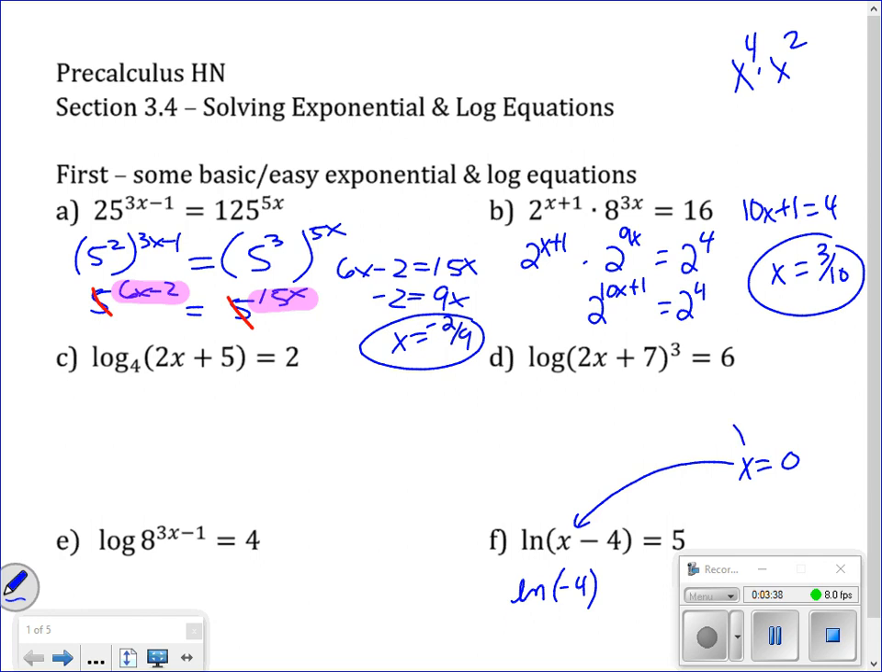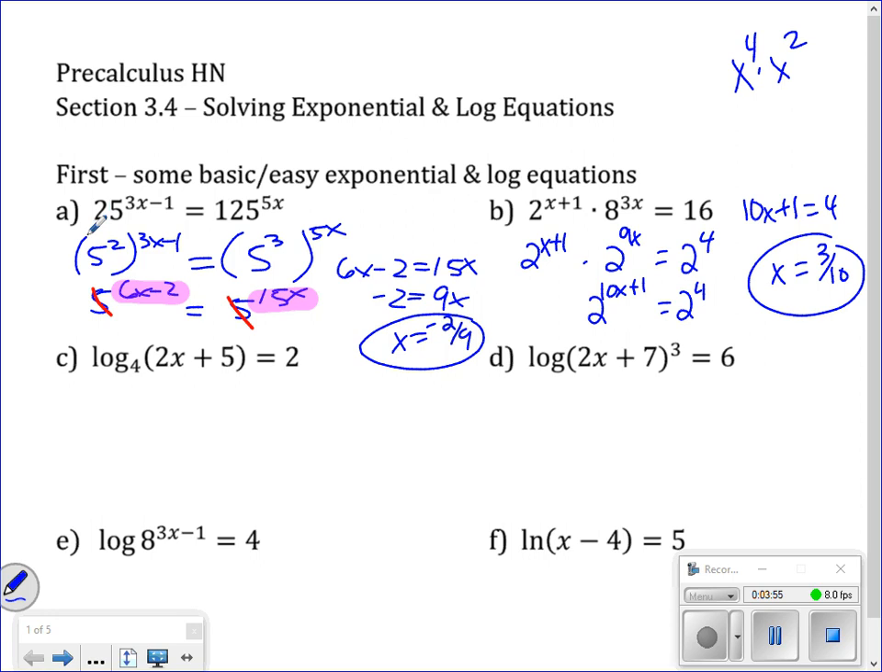Or what if I get something like x equals negative 3? Well, then that would be negative 3 minus 4, negative 7. And that would be bad also. So I have to make sure if there's a log in your problem that your answer is okay. So we're going to have to check them if they're logs, but exponent problems can handle anything. So we don't have to check them.